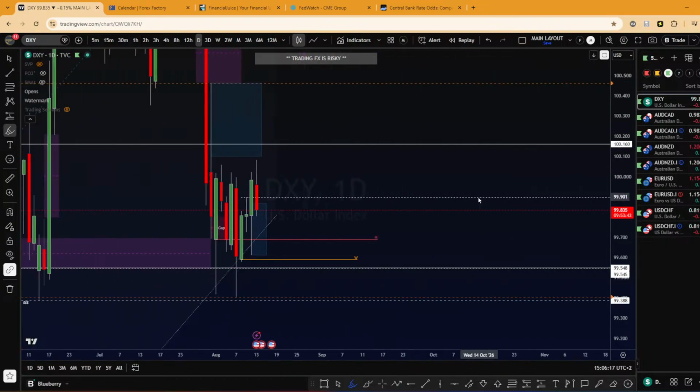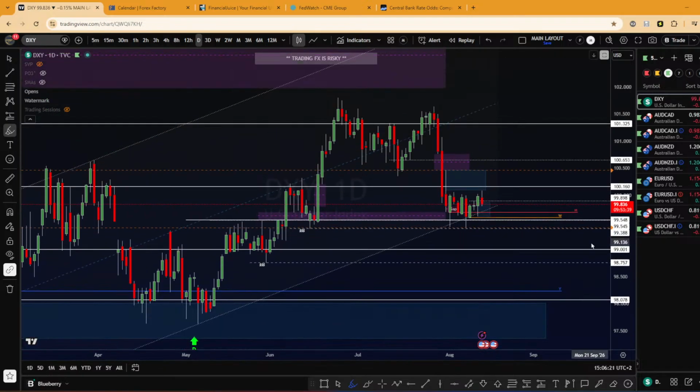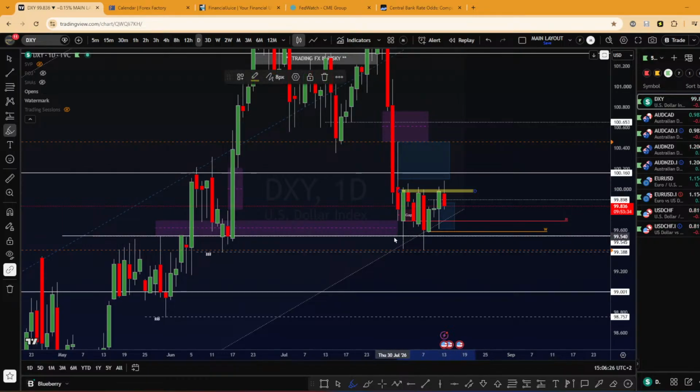Otherwise, I should stay away and close my position because the structure is not clear right there. You see, we have a lot of range right there.